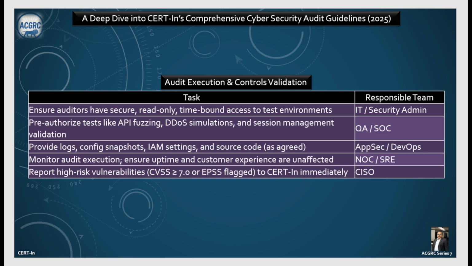Step 3 is to provide logs, config snapshots, IAM settings, and source code as agreed, and would be primarily driven by your application security team or your DevOps team. Step 4 is to monitor the audit execution. Ensure uptime and customer experience are unaffected. This should be primarily driven by your NOC and your SRE team. Step 5 is to report high risk vulnerability to the CERT-In immediately. This should be driven by the CISO.